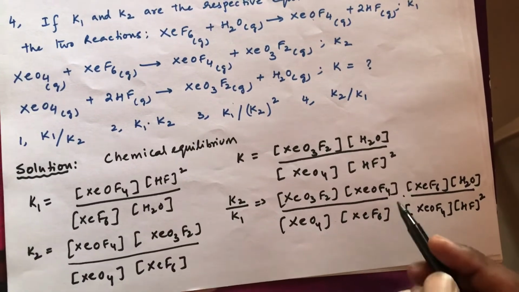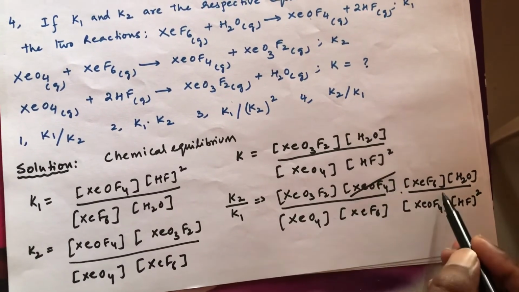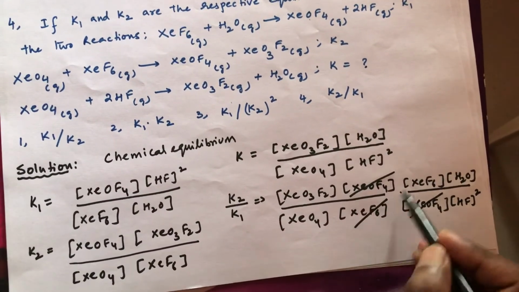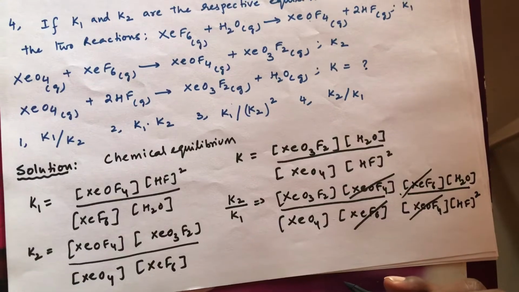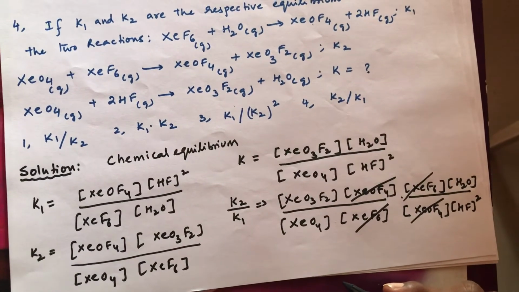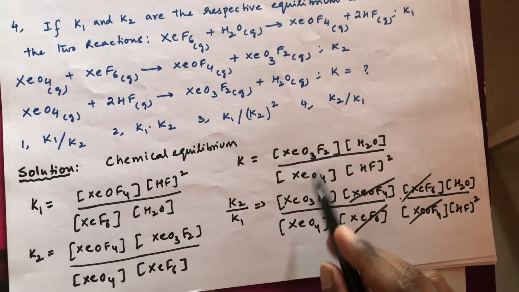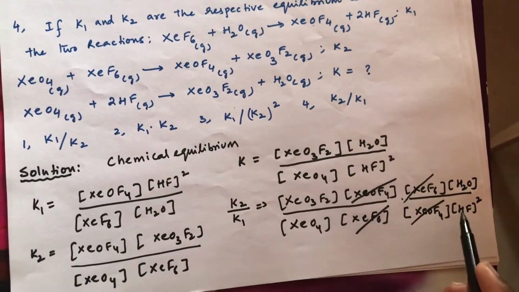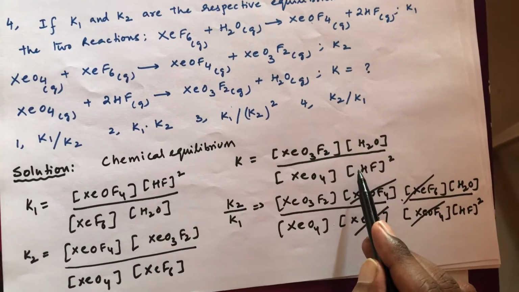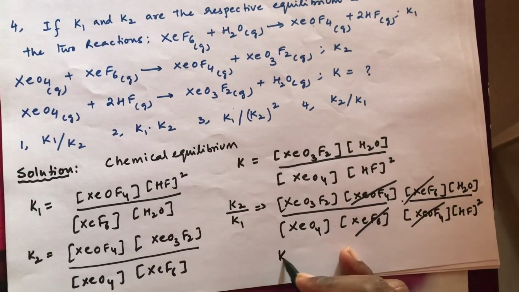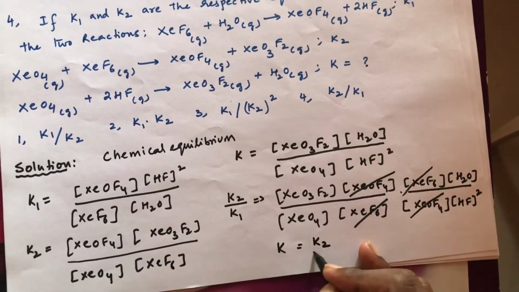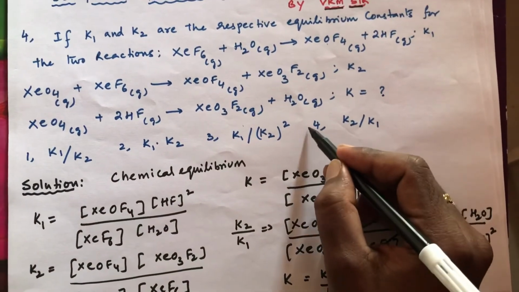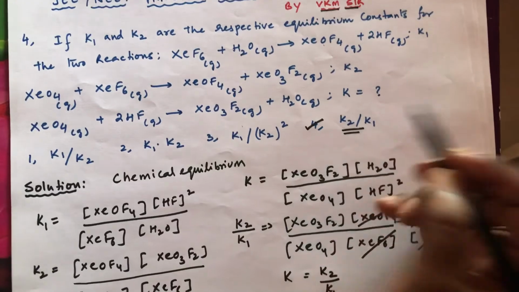So the XeOF4 concentration gets cancelled, and then XeF6 gets cancelled. Remaining, what we have, we want to check: XeO3F2, H2O, XeO4, HF whole square. Have we got the required expression? So K will be equal to K2 by K1. So option 4 is the answer for it.